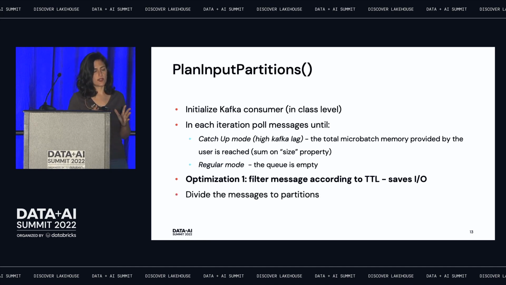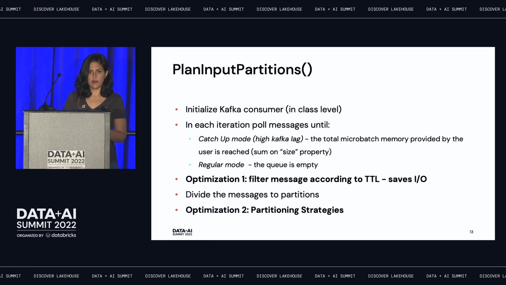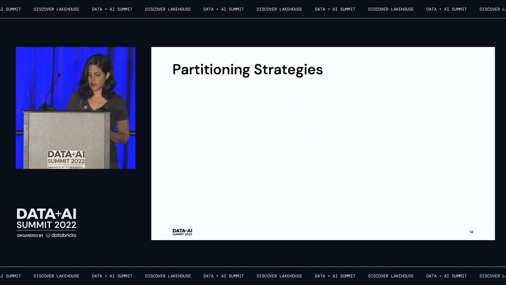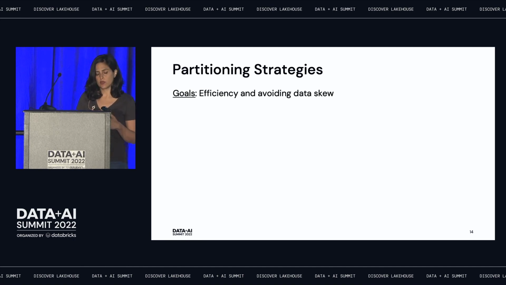Okay, so we poll the messages, and now we have a list of messages where each message contains a path. Now we need to divide the list between partitions, and each partition will be executed as a task. We need to choose the right partitioning strategy for the use case. The goal here is to plan the partitions to achieve efficiency and to avoid data skew.